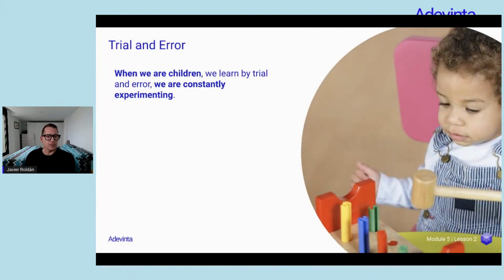Before getting into the scientific method, I would like to reflect on the learning process that we all have as children. The way we learn when we are children has many similarities to experimentation in software development. When we are children, we learn by trial and error. We are constantly experimenting. Error is an indivisible part of learning. And in the same way that children must be encouraged to continue trying when they make mistakes, we must see the process of experimentation in product development in the same way.